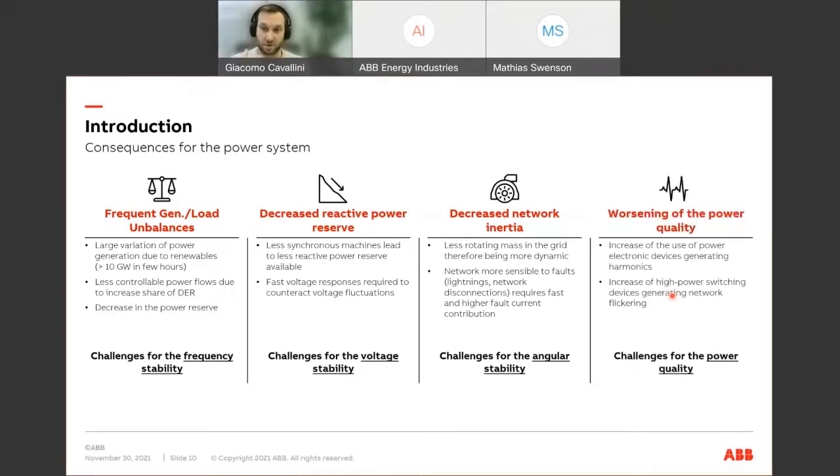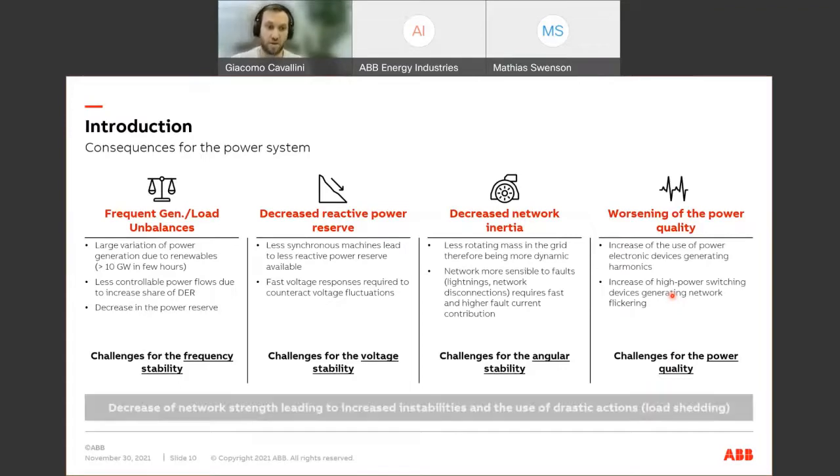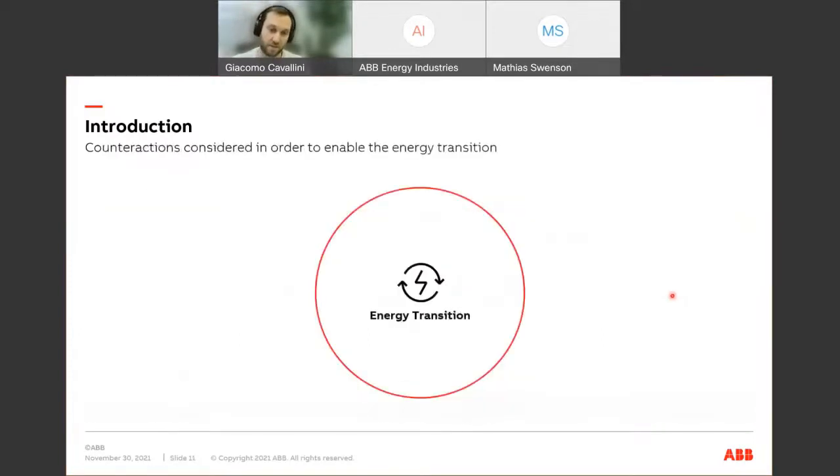At the same time, we are also seeing a worsening of the power quality. There is the increased use of, for example, power electronic devices like battery systems that generate harmonics into the grid. And this, with hydrogen, will not slow down. Because of this, the power quality of the electricity, the waveform, is currently worsening in the network. So all in all, there is a decrease of the network strength that is leading to an increase of instabilities, and therefore the use of drastic actions from the transmission operators, like load shedding in certain areas of the world. So everybody is running, let's say, under the covers.